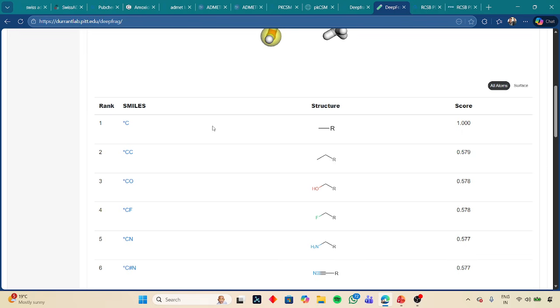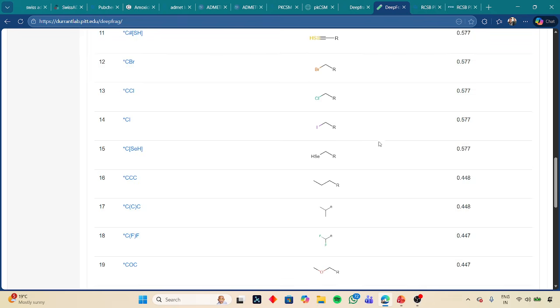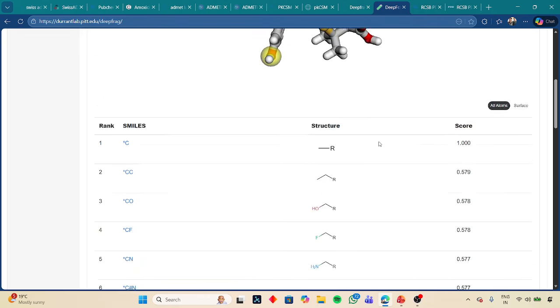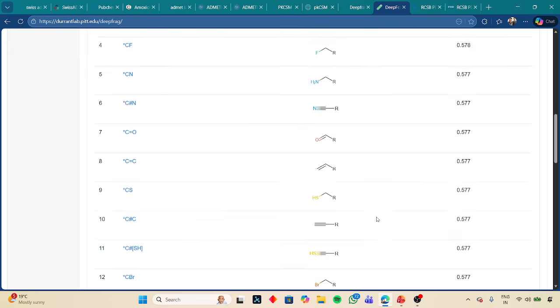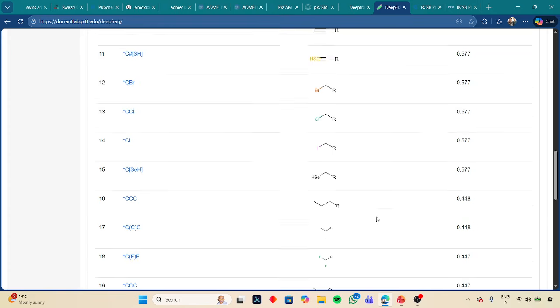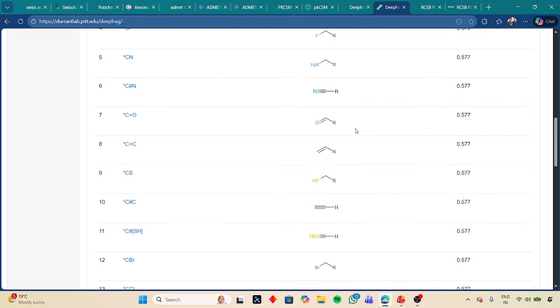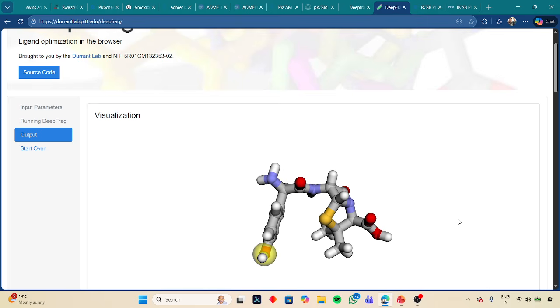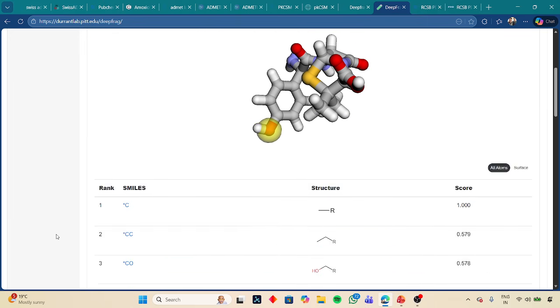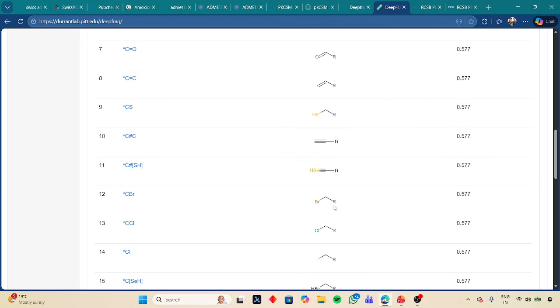So the highest is the activity, the highest is the binding affinity. You can see that a score out of one has been given. So these are the 20 different compounds that we might attach in place of the OH group that is present in amoxicillin. So instead of this OH group, we can attach the R group here. So now how to analyze this one?